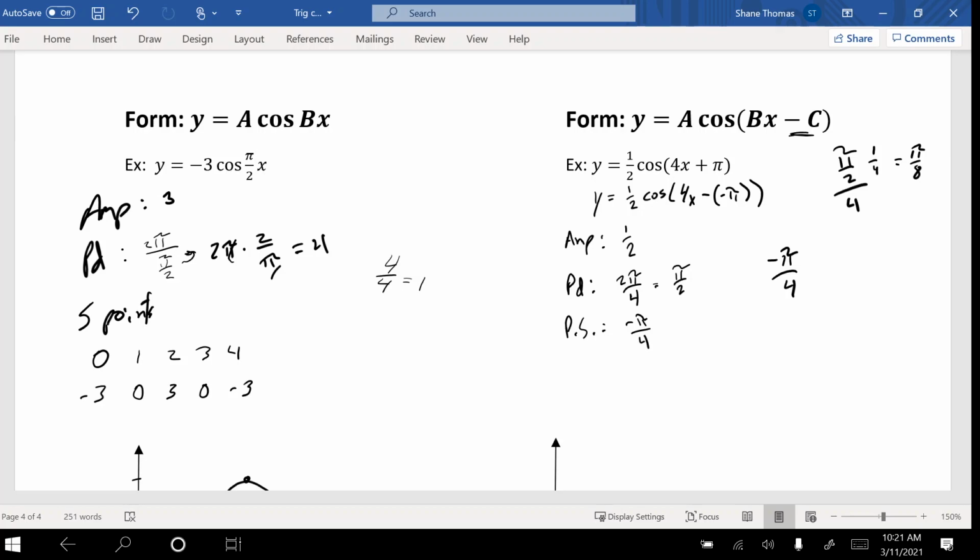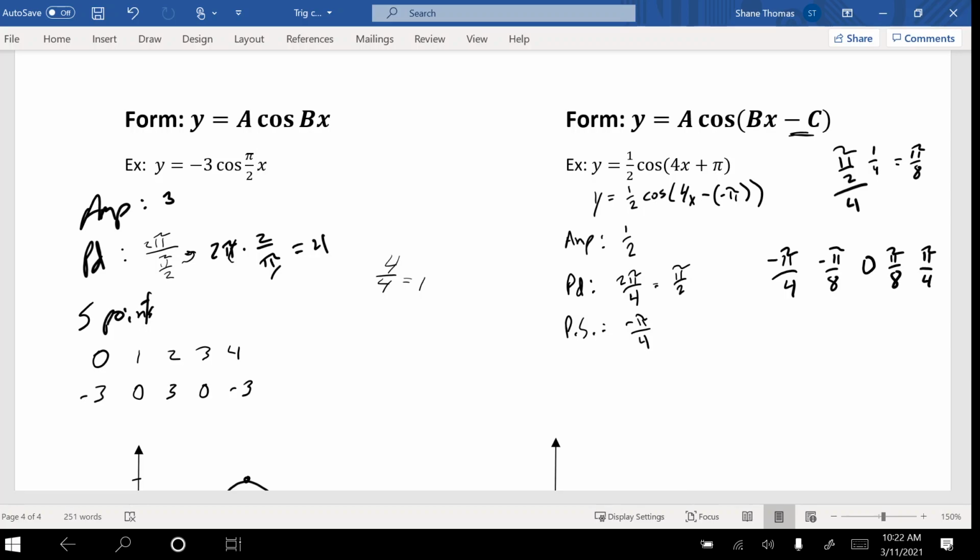Okay? Now, I add a pi over 8 to negative pi over 4. I get negative pi over 8. Another pi over 8, I get 0. Another pi over 8, and then pi over 4. Those are my 5 points. Because pi over 4 would be 2 over 8, right? So negative 2 over 8 plus 1 over 8 is negative 1/8, and so on.